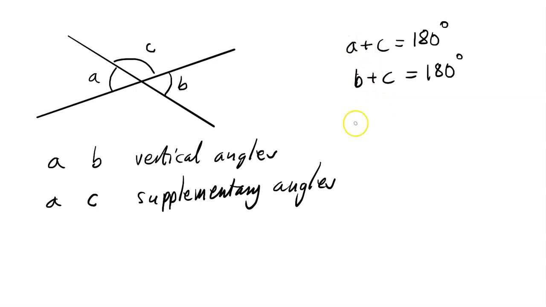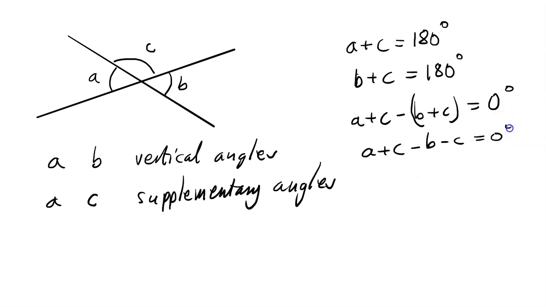And then we can, for example, subtract A plus C and subtract the other one, B plus C. And then we also subtract these sides, since that one is 180, that was 180. So this side becomes 0 degrees, this minus this. Then we see here that the C's will cancel. And then it follows that A minus B is equal to 0 degrees. That is, A is equal to B.